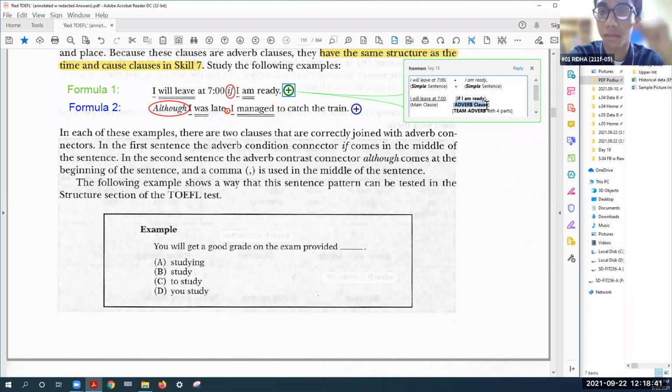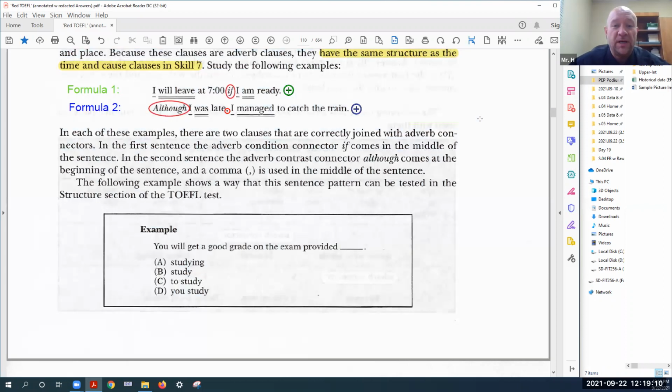Why is this an adverb clause? Can you explain? Because it describes the verb. That's right. It describes the verb. Okay, if X, I am ready. This is X, right? If X, then Y, I will leave. It describes the condition for this verb. Okay, good. Now try the second one here.